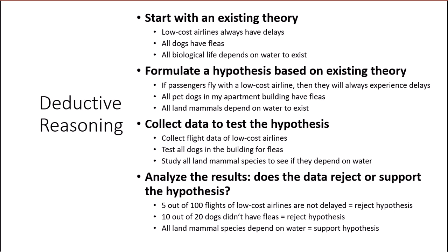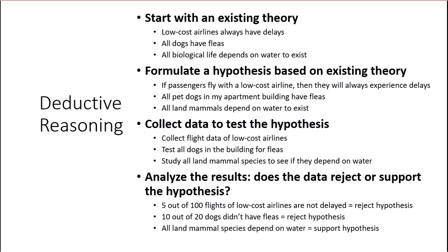Our next example is, again, all dogs have fleas. That's our starting theory. If that theory is correct, then all the pet dogs in my apartment building should have fleas. So let's go and test all the dogs in my building. And we find that only 50% of the dogs in my building have fleas. We're going to reject my hypothesis.